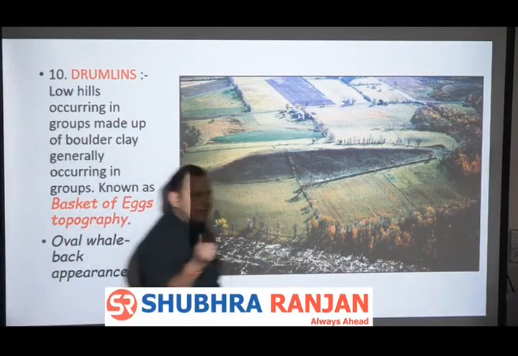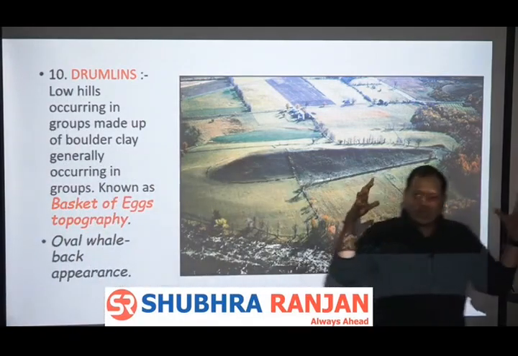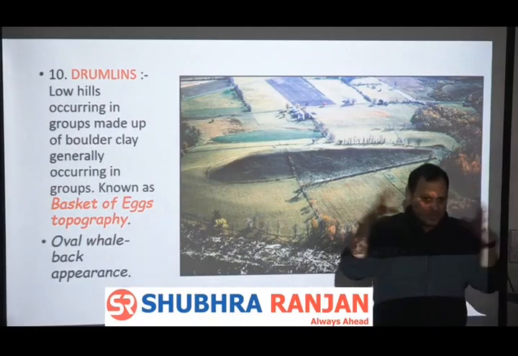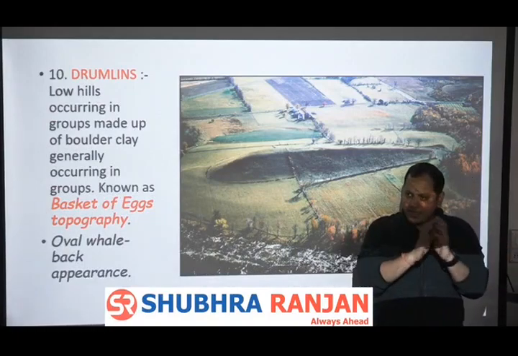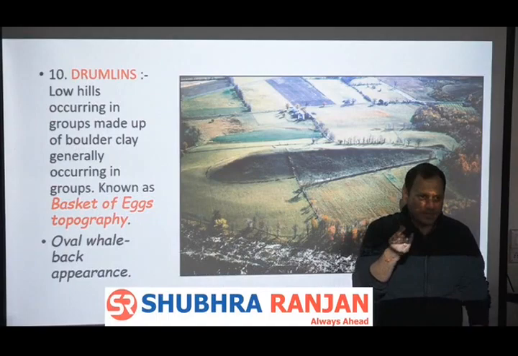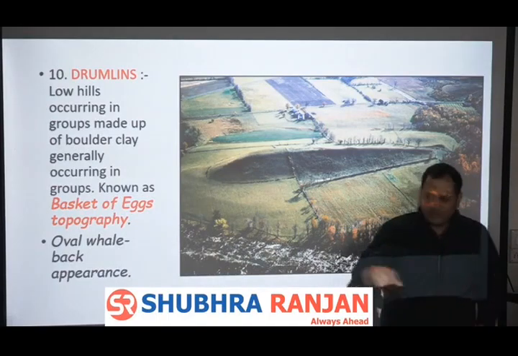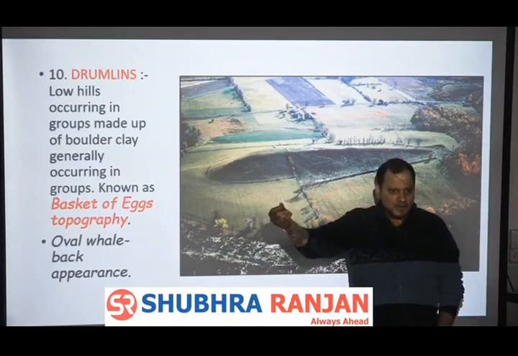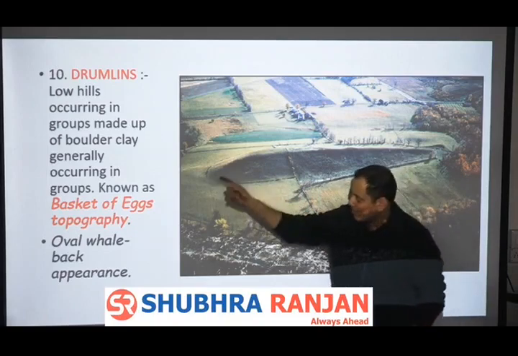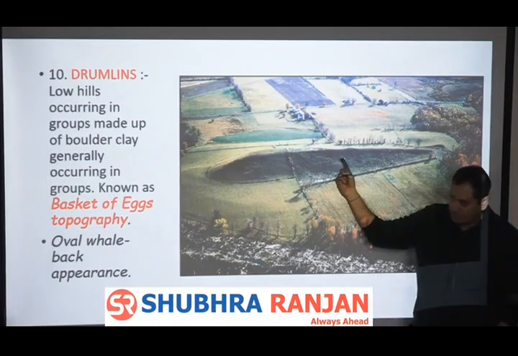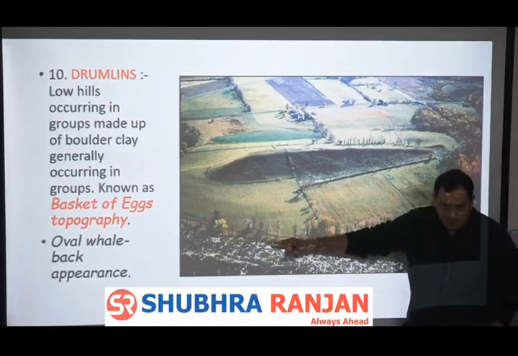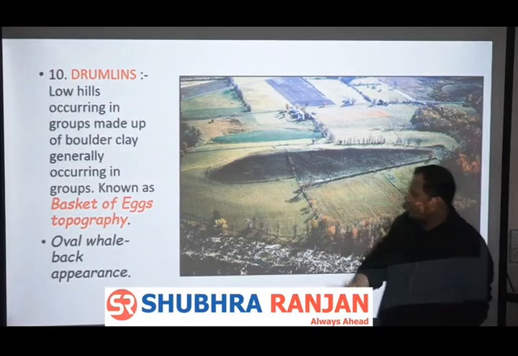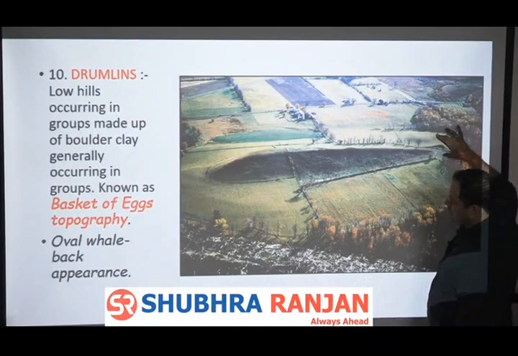Clay means very fine sediments. So jo rocks the andar, when the glacier was there, itna compress kiya ki rocks ban gaye very fine clay, aur wo deposit hua, and therefore the word is boulder clay. Boulder is rock, clay is very fine, maide jaisa. So drumlins are low hills occurring in groups, having whaleback appearance, and they are known as the basket of egg topography. This is just one drumlin.